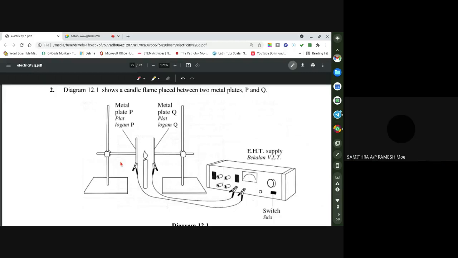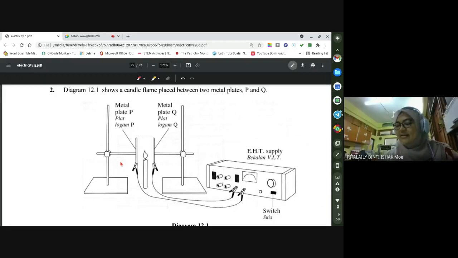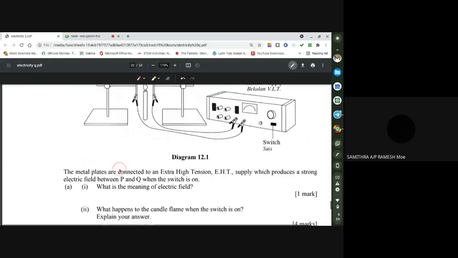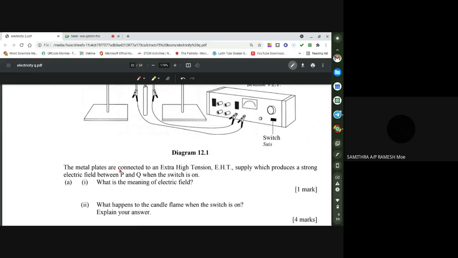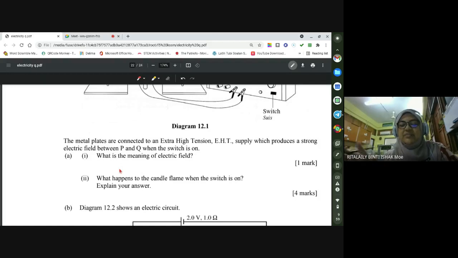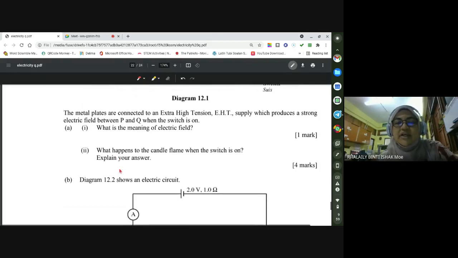And so can I use mic? Yes. An electric field is the region around a charged particle where any electric charge in the region will experience an electric force. Okay, so a region where a charge experiences electric force. A2, 4 marks. So give your answer 1 point at a time.